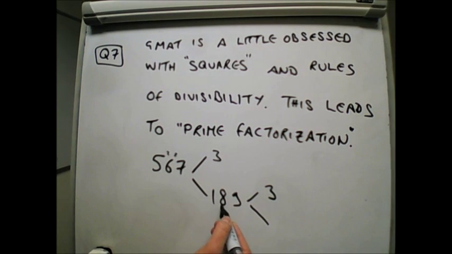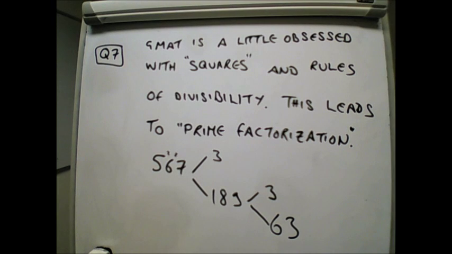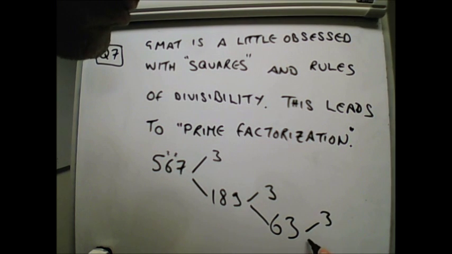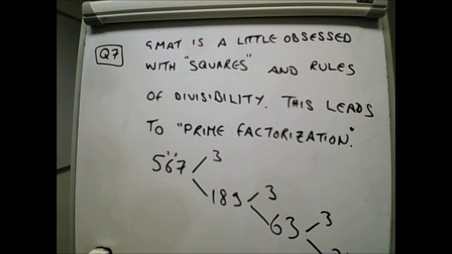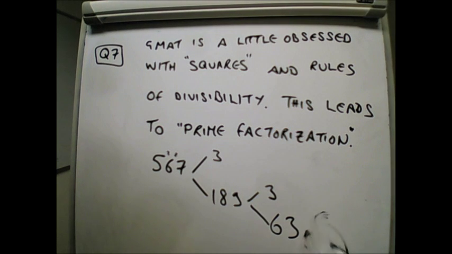When we go back to the start of this, we wouldn't divide 567 by 2 because it's not even. Okay. So we're just slowly progressing through the prime numbers, and I recommend starting with the small ones. So 189 divided by 3 is 63. Clearly divisible by 3 itself, because 6 is divisible by 3, as is 3. So 63 divided by 3.